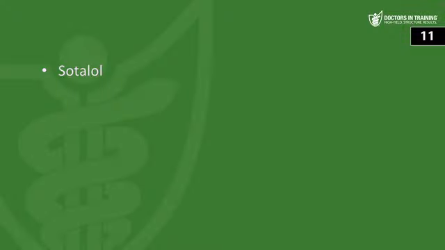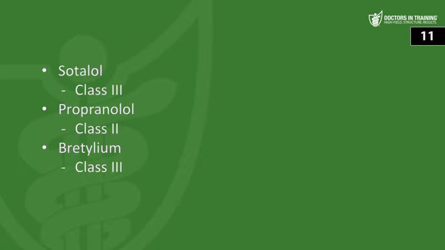Next, to which class of antiarrhythmics do each of the following agents belong? So first we have sotalol. That can fool you. It's OLOL, but it's not a beta blocker. It's a potassium channel blocker, so it's classified as a class 3 antiarrhythmic. Propranolol is a beta blocker, so it's class 2. Bretylium is class 3. Quinidine is a class 1A.